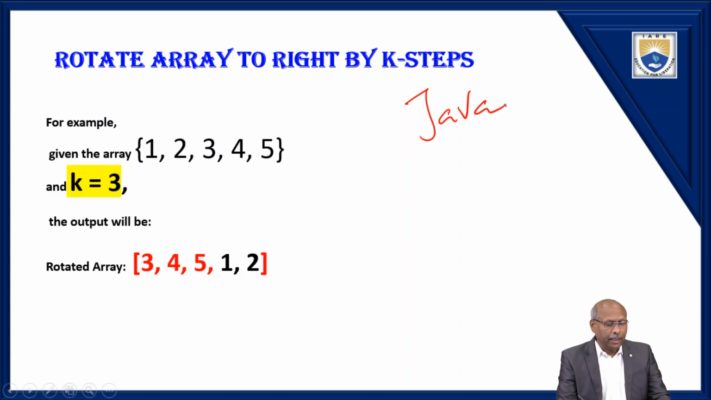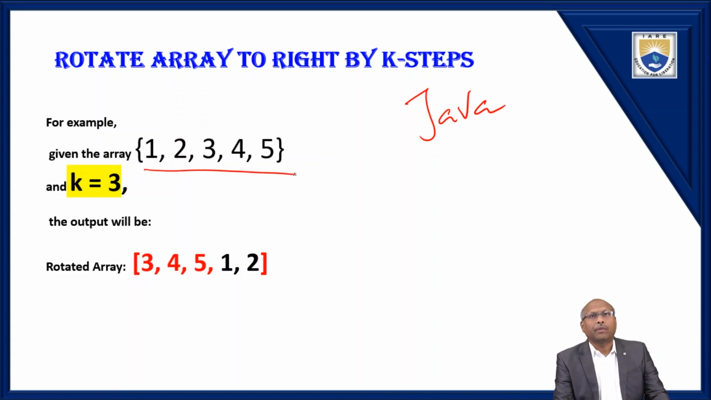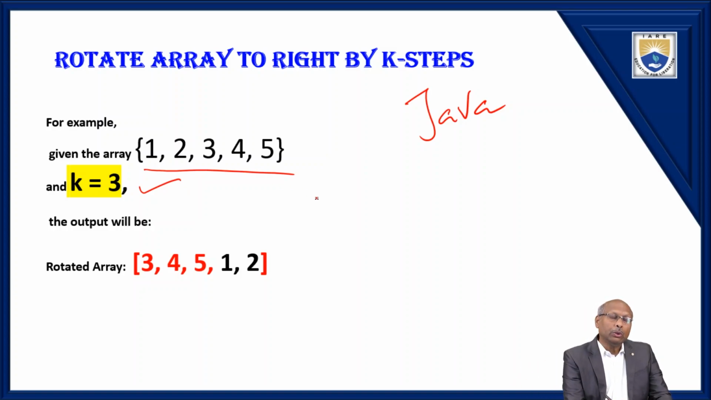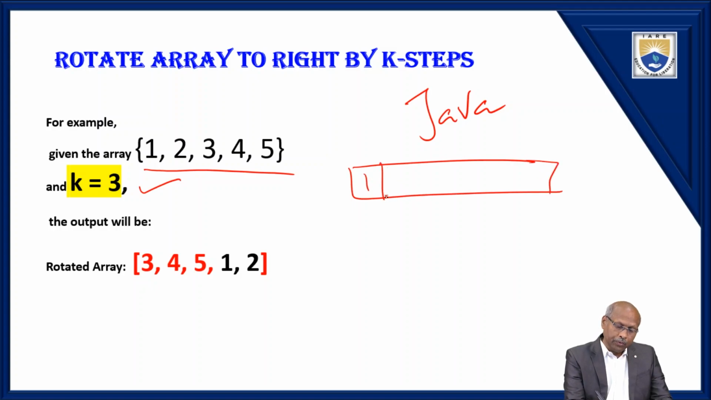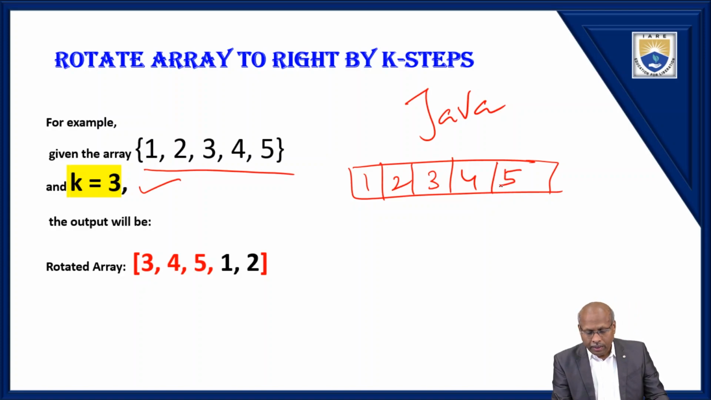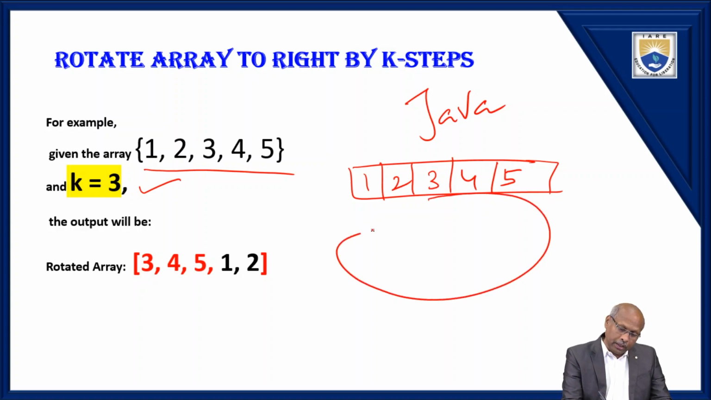For example, there is an array with 5 elements, 1, 2, 3, 4, 5, and number of steps k equal to 3. That means 3 steps you have to go forward towards the right. Once you rotate k steps towards the right, what is the final array? Initially I have 1, 2, 3, 4, 5. Now I should rotate these 3 elements towards the right.